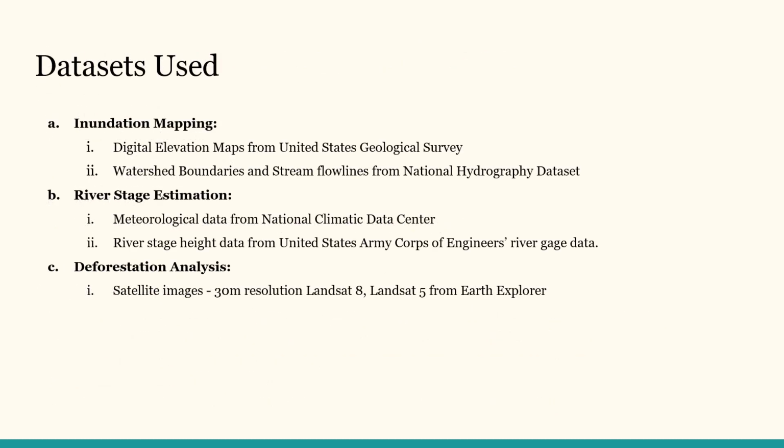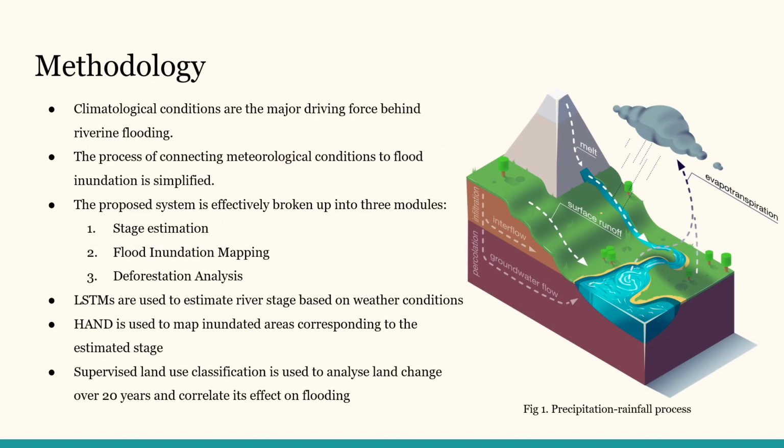The datasets used for flood inundation mapping are digital elevation maps, watershed boundaries, and stream flow lines. We use meteorological data and river stage height data for river stage estimation, and Landsat 8 and Landsat 5 satellite imagery for deforestation analysis. Our proposed system is divided into three main modules: stage height estimation using LSTMs, flood inundation mapping using the HAND model, and supervised land use classification for deforestation analysis.